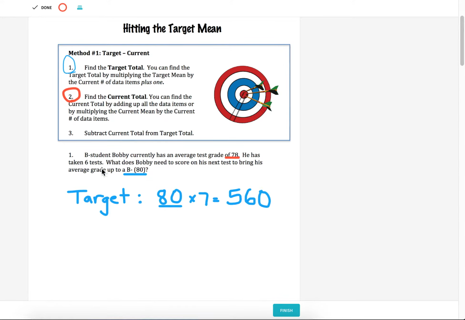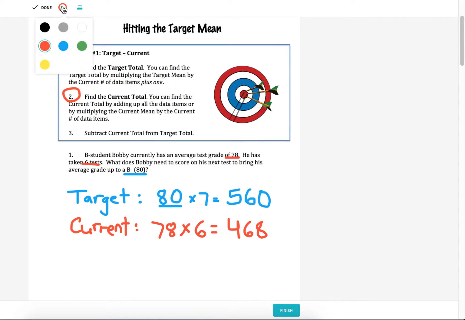He's averaging a 78 through 6 tests, right? So to get from the mean or the average to the total, you multiply. So 78 through 6 tests. That's going to get us 420 plus 48, 468.